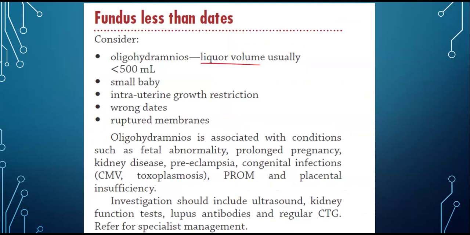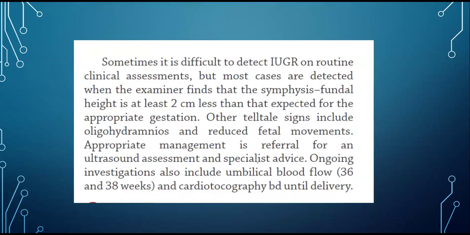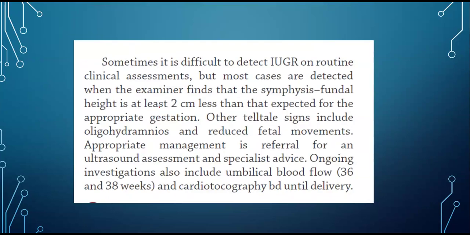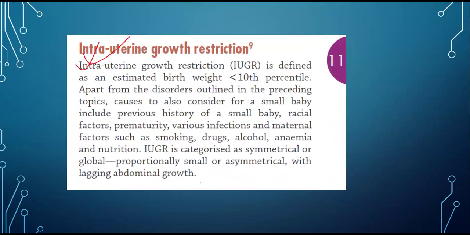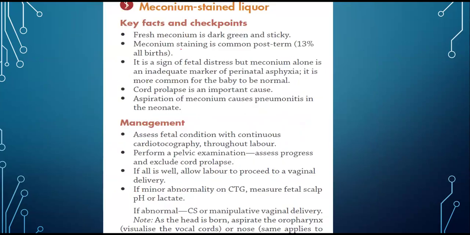Same, oligohydramnios is when there is lack of liquor volume, especially less than 500. There is a risk that the baby can get intrauterine growth retardation and the risk of intrauterine death and everything. Investigation is also ultrasound, doing some blood tests, and sending the patient to a specialist. You can give it a read about IUGR, not very important, but you can read it.